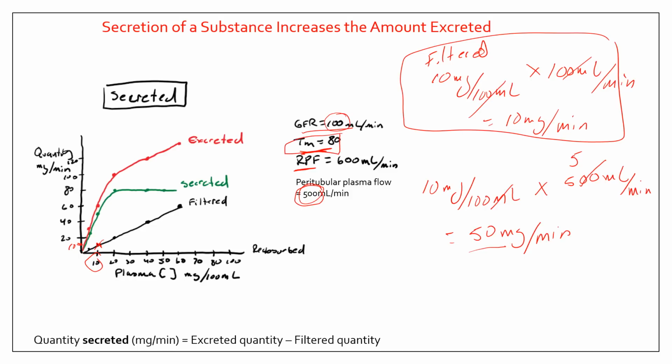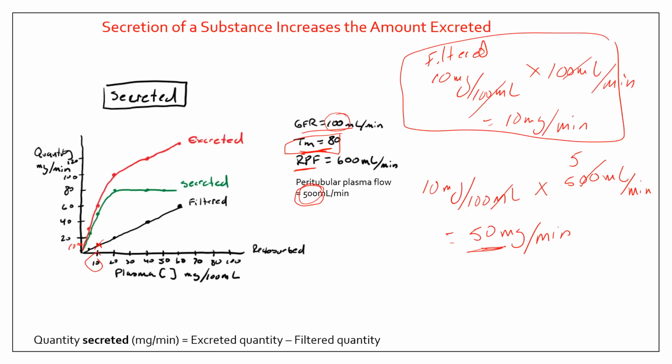You say, all right, well, my transport maximum is 80 milligrams per minute. This means that I can move a substance from those capillaries and move it into the nephron lumen at 80 milligrams per minute. I have 50 milligrams per minute moving through the capillaries right now. This is under the transport maximum, which means I can move all 50 milligrams per minute from the capillaries and put it into the lumen of the nephron.